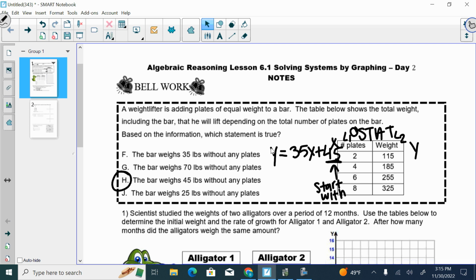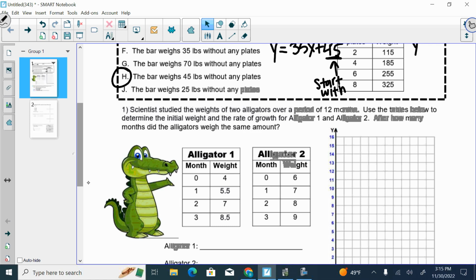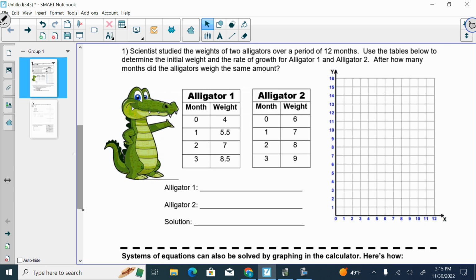Okay, so now that we've kind of refreshed ourselves on how to use stat, let's look at this first example. It says that scientists studied the weights of 2 alligators over a period of 12 months. They want us to use these tables to determine the initial weight and the rate of growth for alligator 1 and alligator 2. After how many months did the alligators weigh the same? So if we look at the chart, there's no time where they're weighing the same, right? So we're going to need to go further than what the charts tell us.